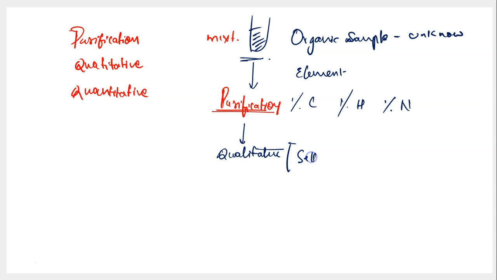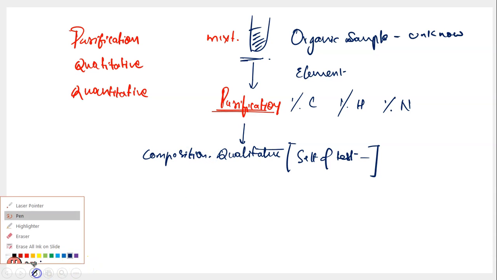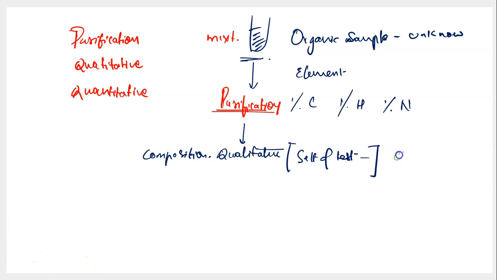And what happens in qualitative analysis? Basically, it is nothing but a set of chemical reactions that we conduct in order to identify the composition. Through qualitative analysis, you will be identifying the composition. You'll get to know what exactly this organic molecule is composed of, whether it has carbon or hydrogen or nitrogen or oxygen or something else. And after you get to know the composition, what do you do? You'll proceed to the next step, which is quantitative analysis.